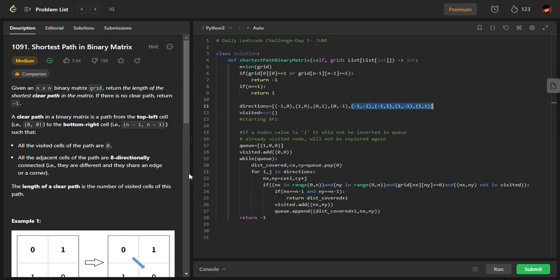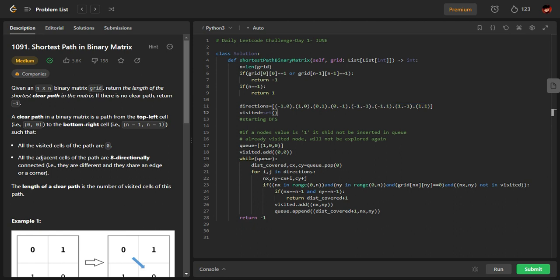How do we move along the diagonals? Just imagine how the diagonals are. You can take right and then left, that means the diagonal along that direction, and similarly all the other ones. There are 4 diagonals possible for each node. That is what it is.